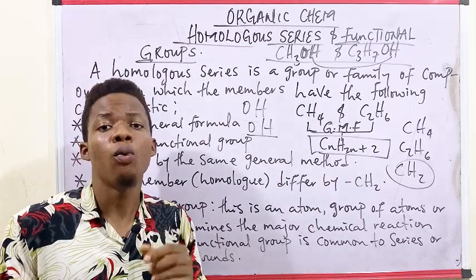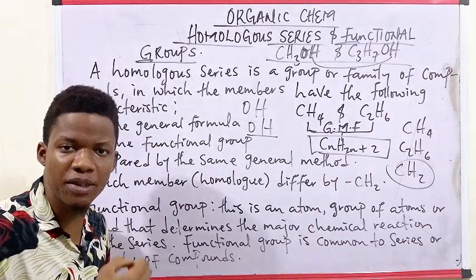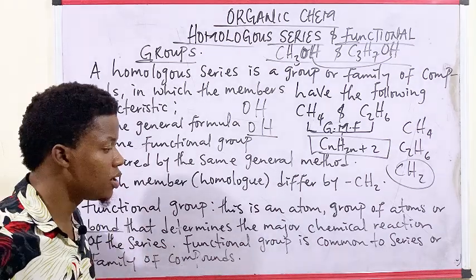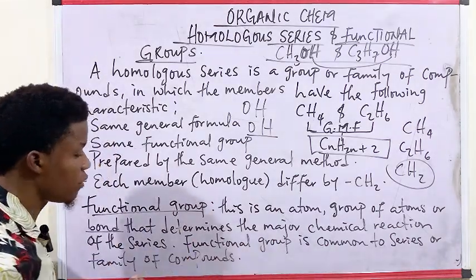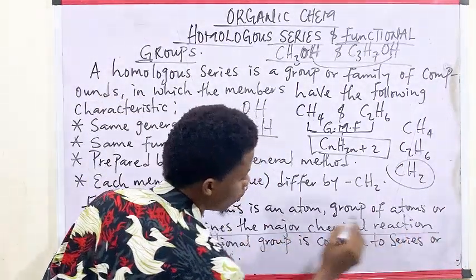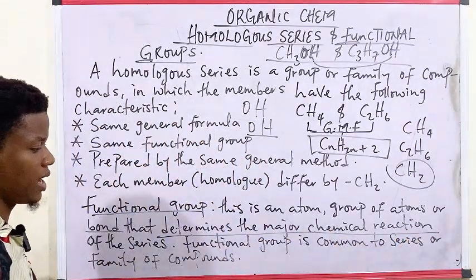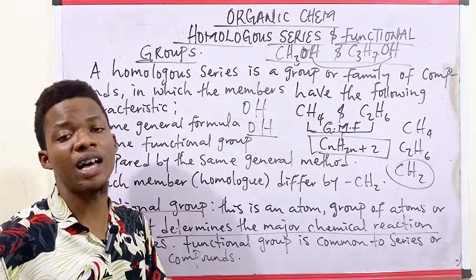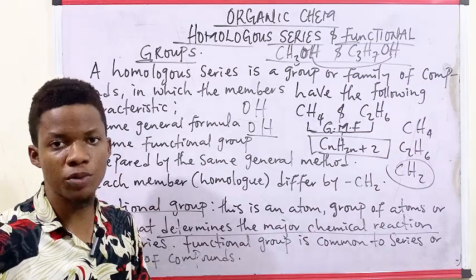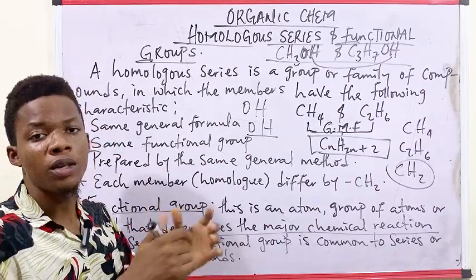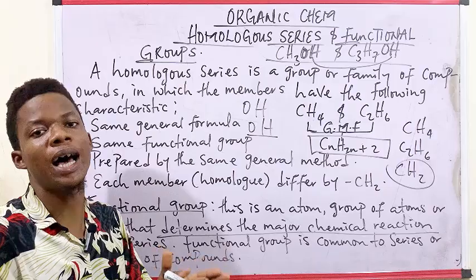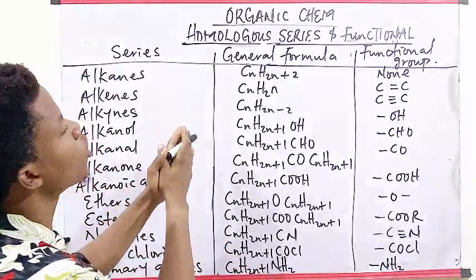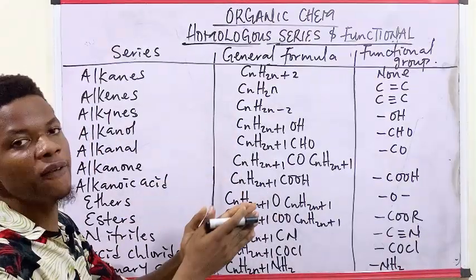But one thing is certain. What determines the chemical activity or the chemical reactivity of an organic compound? It is the functional group. So please take note, the functional group determines the major chemical reaction. And then a functional group is common to a series or family of compounds. So all homologous series have their specific functional groups. So at this point, I will be dropping the different homologous series, their general formula and their functional groups. So these are the various homologous series, their general formula and their functional groups.